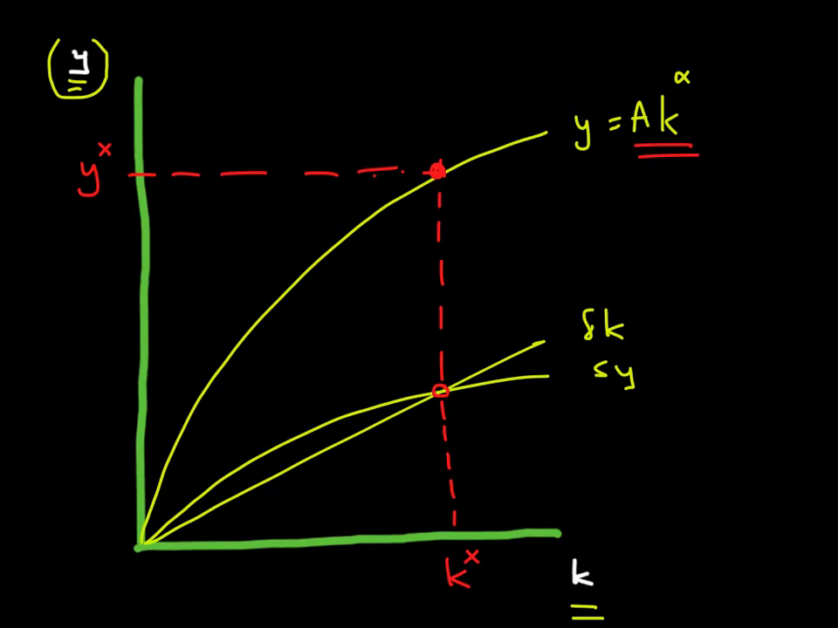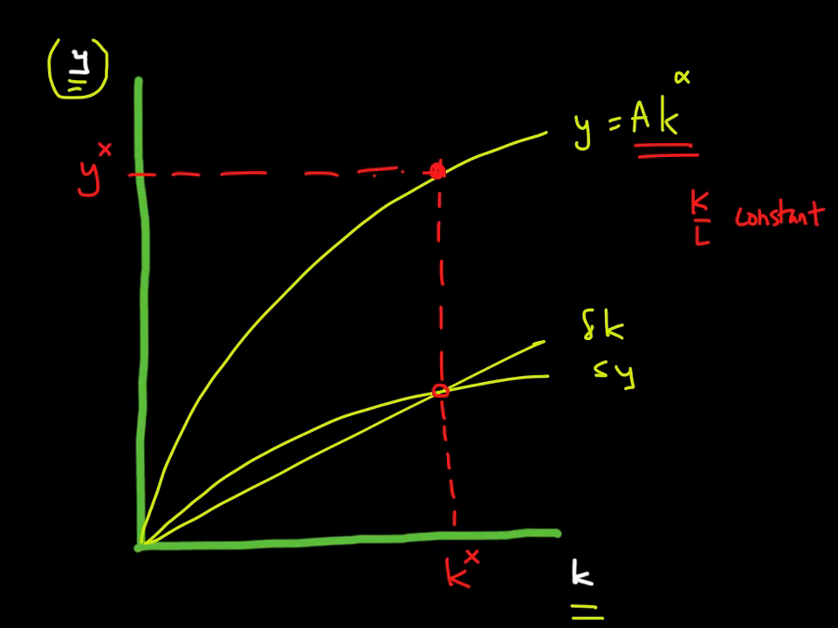But there are some problems here, something we need to keep in mind. What we're saying here is that in the long run, we get to this steady state, and at that point the capital labor ratio, K divided by L, is not changing. So this is constant.